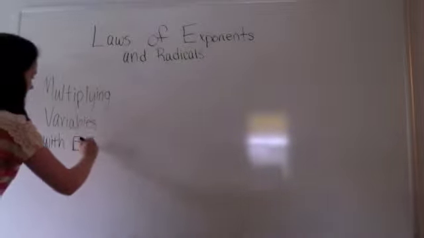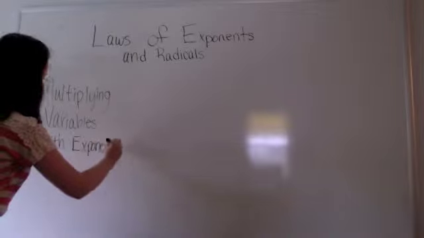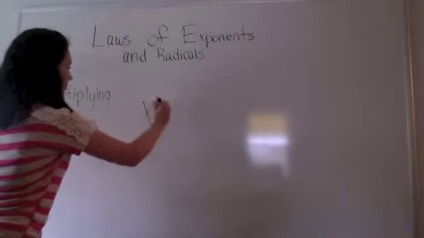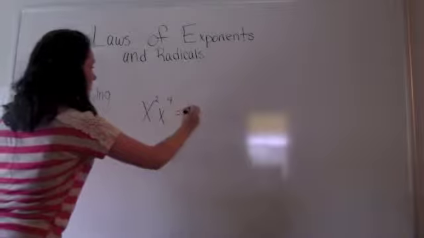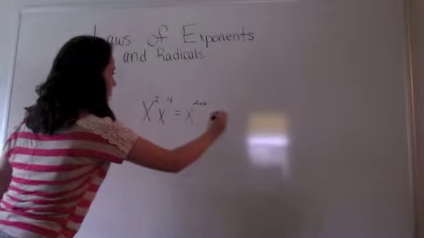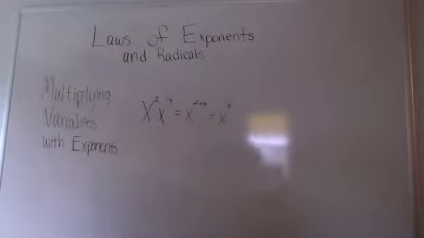Multiplying variables with exponents. When multiplying variables with exponents, you add the exponents. In this example, you have x to the second times x to the fourth. You add the 2 and the 4, and you end up with x to the sixth.